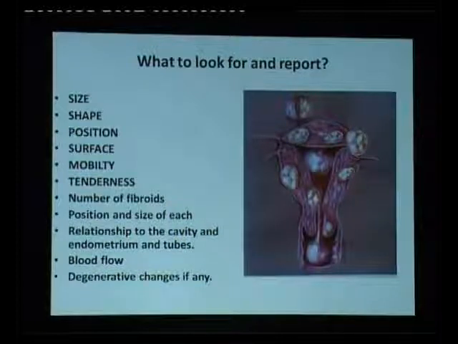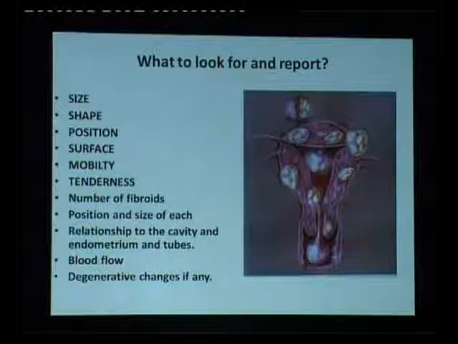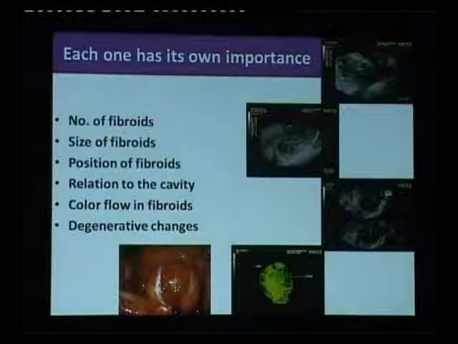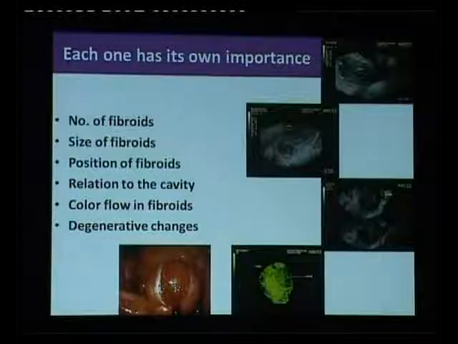We look at the number of fibroids, we look at the position and size of each, the relationship to the cavity and the endometrium and the tubes. Again, if it is a cornual fibroid, how is it related to the tubes? Because if you're really planning a surgery sometimes, then it becomes very, very important. Then blood flow and the degenerative changes, if there are any. Each one, as I have said, has its own importance, and that's why we need to really look into it. I'm just going to show you a few pictures, like you can see here.